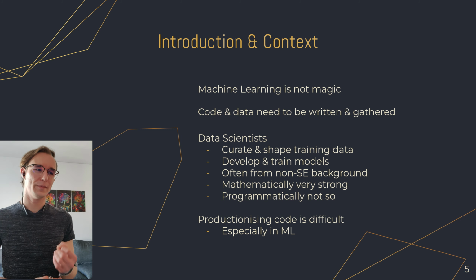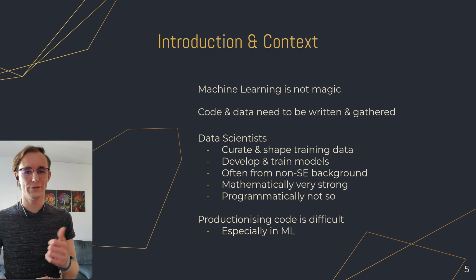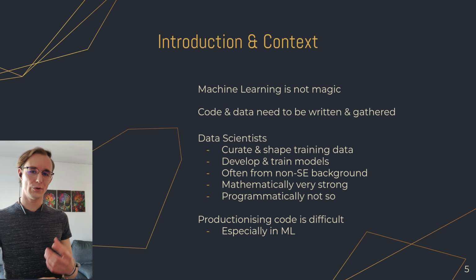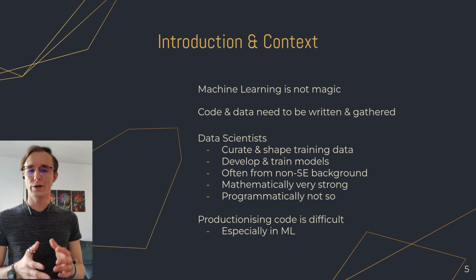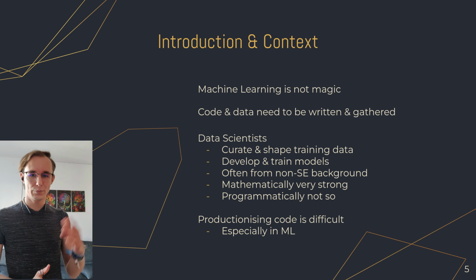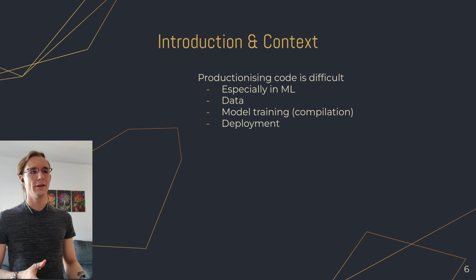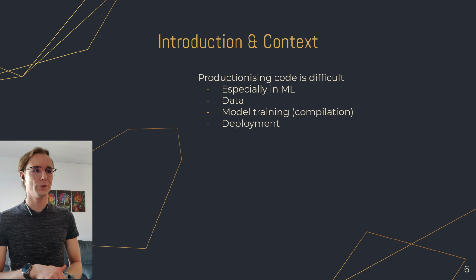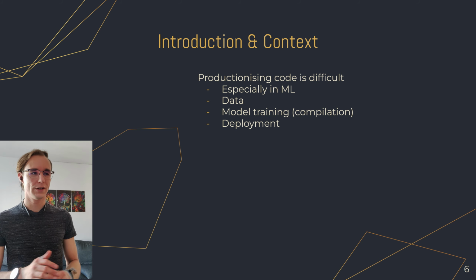And so they are mathematically very strong, they're mathematically very intelligent, but programmatically not so. So they don't have that much experience in writing software applications that need to function in a production environment. And productionizing code is already quite difficult, and especially in machine learning, where you also have data dependencies, and you also have your model training, which you could see as kind of a form of compilation, as well as the deployment. There are extra challenges in that.